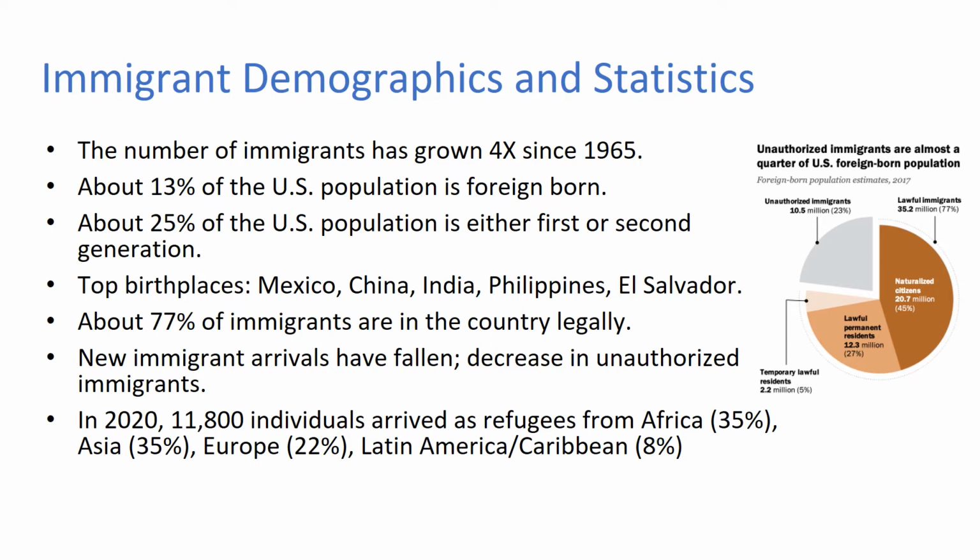About 77% of the immigrants in the country are here legally. And there has recently been a decrease in unauthorized immigrants as well, at least in part due to policy. So that leaves about a quarter of the immigrant population that's here not legally. Legal status, as we will talk about, can have a profound impact on health as well. Now, in terms of refugees, which are again a subset of the immigrant population, in 2020 there were 11,800 individuals who arrived as refugees from Africa, Asia, Europe, and Latin America.